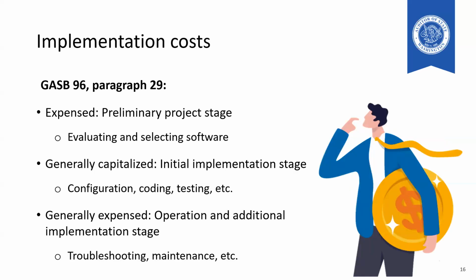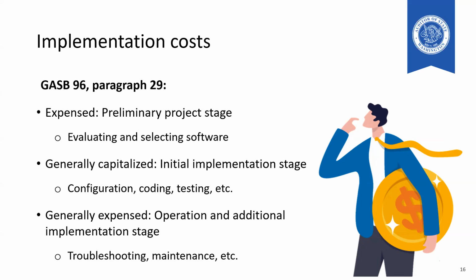I also mentioned that the SBITA asset includes certain capitalizable implementation costs. For determining whether those costs are capitalizable or not, GASB breaks it down into 3 separate categories. First is the preliminary project stage. This is where you're determining if there's a need for new technology, evaluating the different options you have, and selecting a final software solution. And all of the costs incurred in this phase should be expensed.